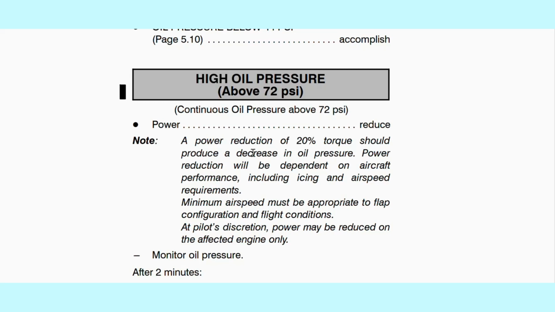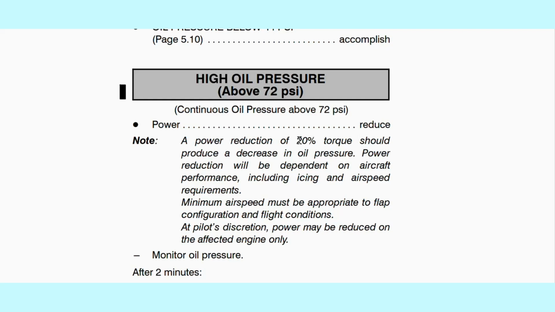You don't have to memorize it, but time and again it will come to memory, most of the stuff. So if I note that my oil pressure on a particular engine is shooting above 72 psi, I'll remember that the first thing I can do is to reduce the torque of that engine by 20%. I have kept this figure in my mind. So let's say your torque was, for argument's sake, 60%, you'll bring it down to 40%.